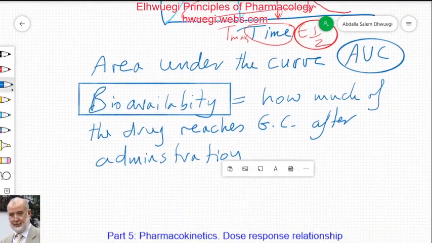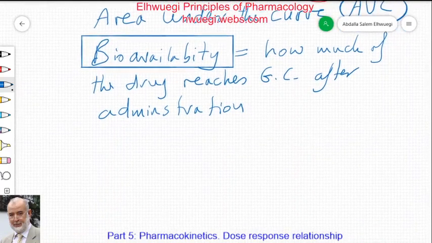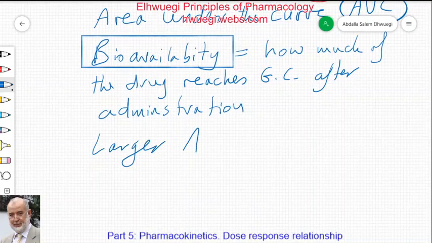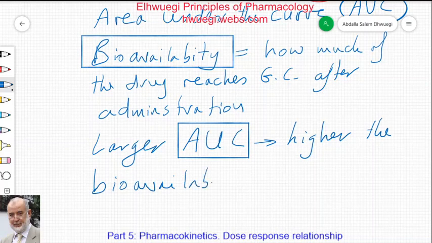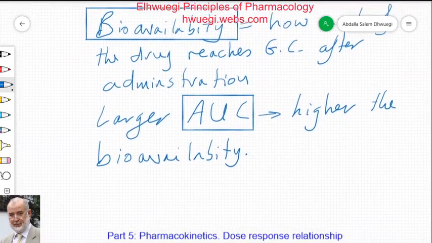Therefore, we can say that the larger the area under the curve, the higher the bioavailability. This is a very important definition.